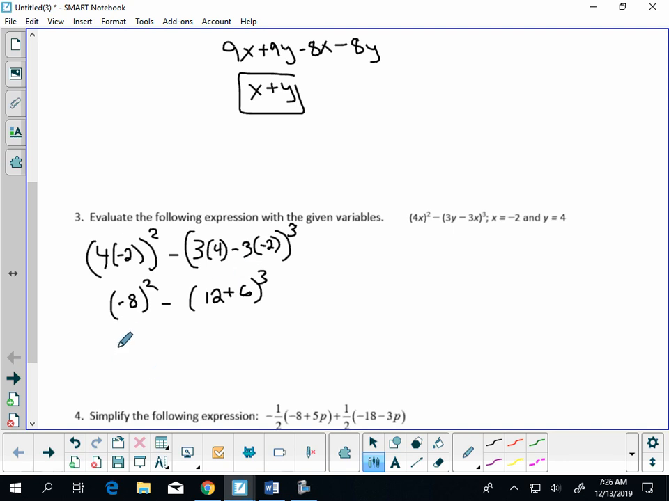Negative 8 squared, be careful of your signs, is 64. That's 18 cubed. And that's going to be 18 times 18 times 18. And when you do that, you get 5,832. Subtract that from 64. And you get negative 5768.